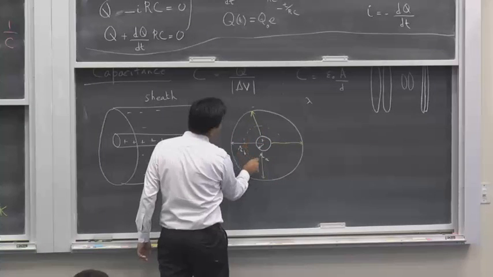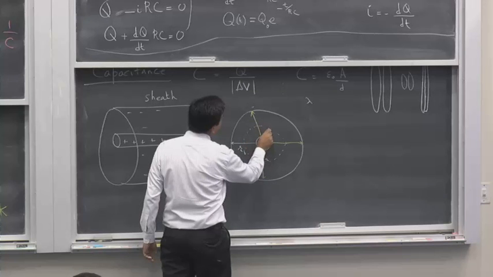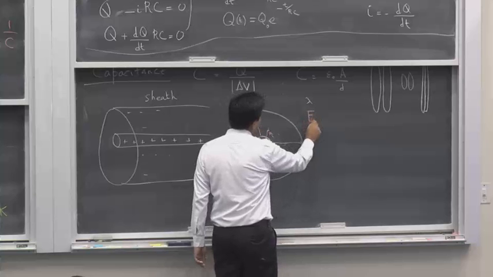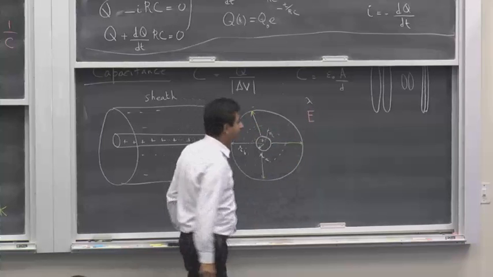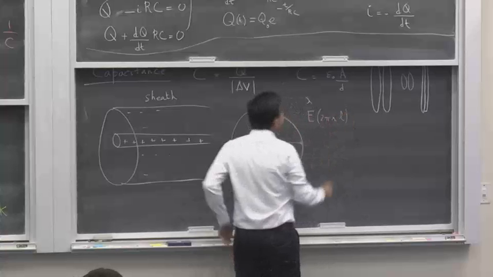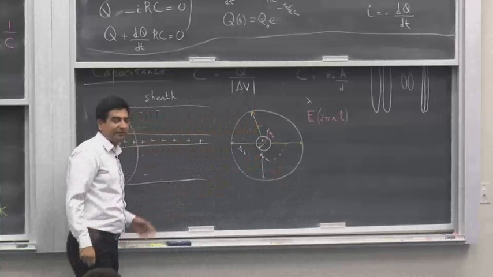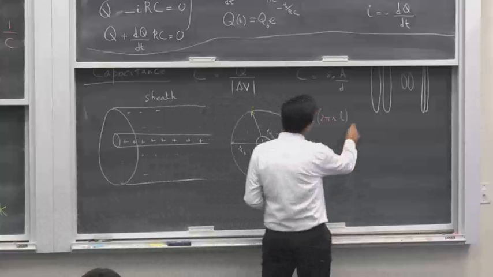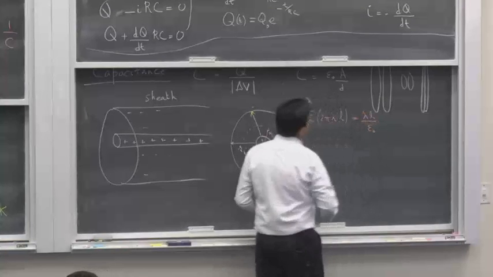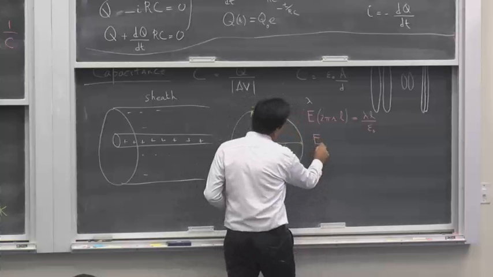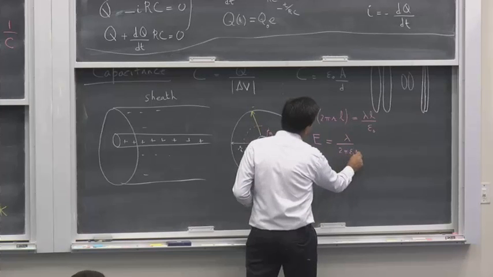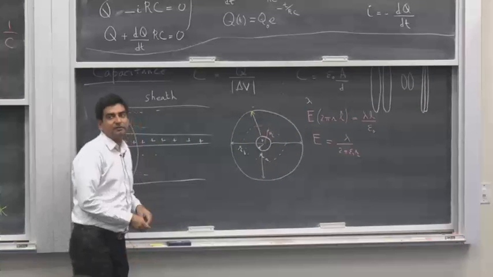We can draw a Gaussian cylinder of radius r, and the electric field about the closed surface is E times 2 pi r times the length of this conductor, some section of length L. This is the left hand side of Gauss's law. This equals the enclosed charge lambda L over epsilon naught. So the electric field is given by lambda over 2 pi epsilon naught r.